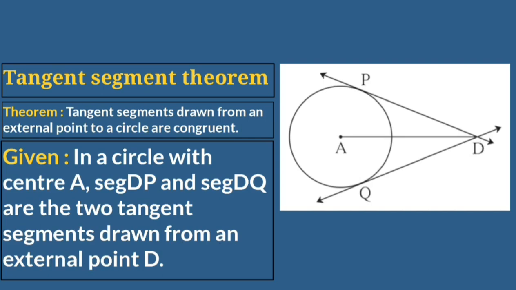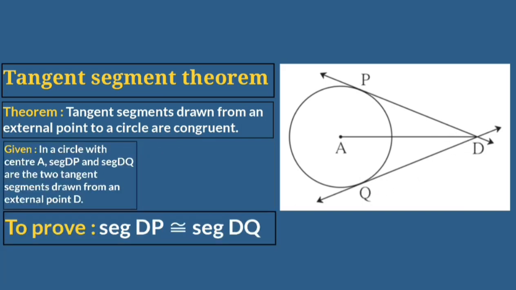Now what is to prove here? For that we'll go through the statement again. We have to prove that tangent segments drawn from an external point are congruent. Means we have to prove tangent segments are congruent. And in this diagram the tangent segments are segment DP and segment DQ. Means we have to prove segment DP is congruent to segment DQ.